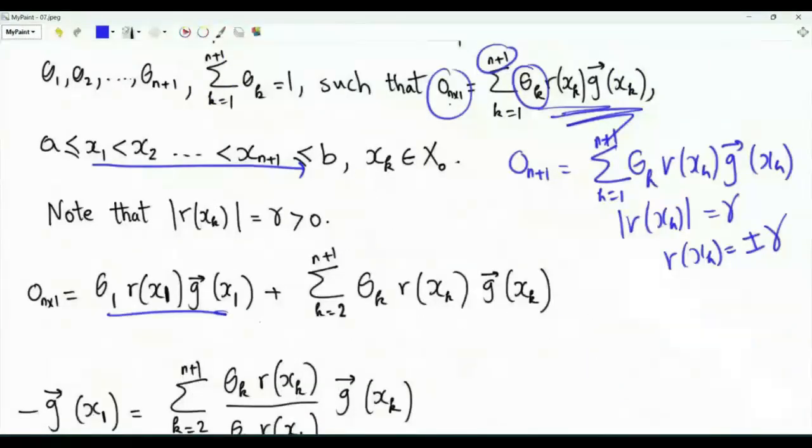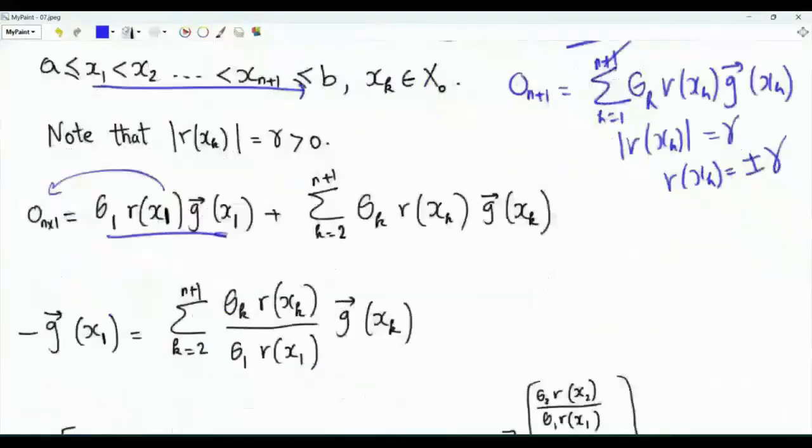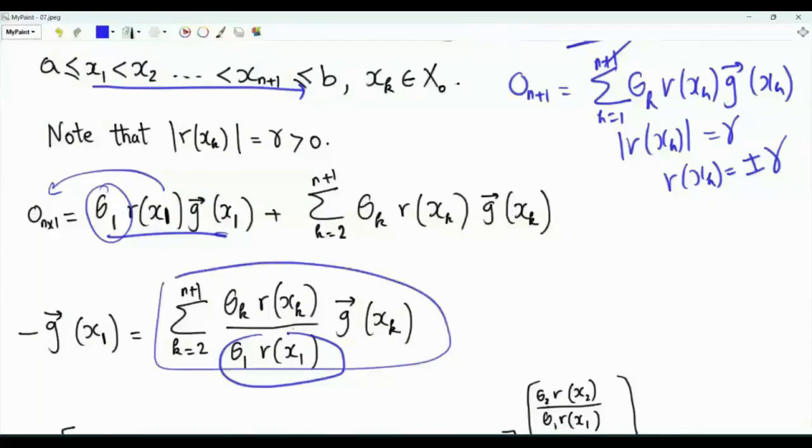Let's separate the term with k equal to 1, move this to the other side, and then divide by theta1 r of x1. Theta1 is strictly positive, r of x1 is either gamma or minus gamma. It is non-zero, so we can divide both sides by theta1 r x1. So we have this summation on the right-hand side. It has n terms, and on the left-hand side here, we have the vector minus g arrow of x1.